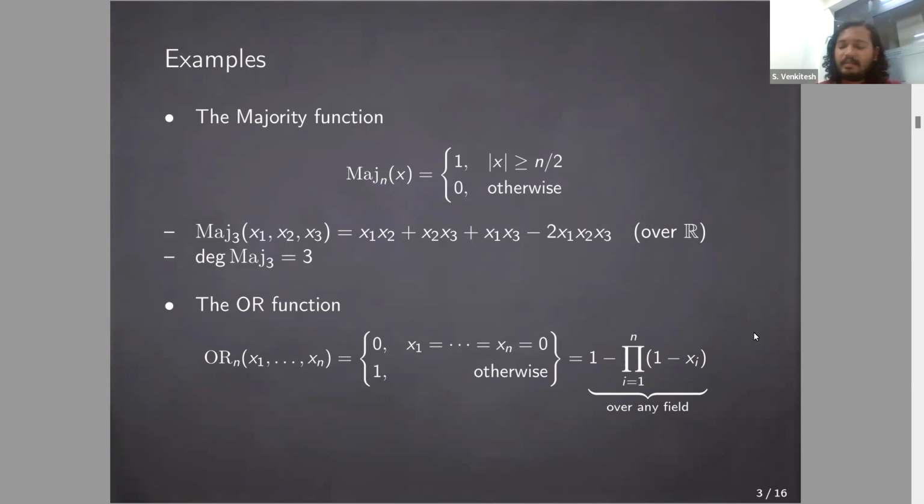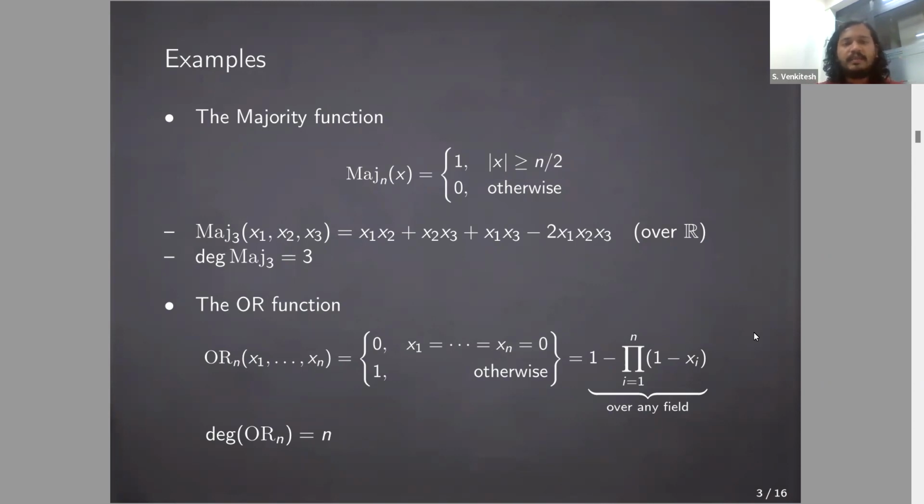So the OR function in n inputs gives the output 1 if at least one bit is 1, and 0 when all the bits are set to 0, right? And in this case, we have a very neat exact polynomial representation, which is simply 1 minus the product of (1 minus xi). And this is true over any field. In fact, this is the least degree polynomial representation over every possible field. And the degree is obviously n.